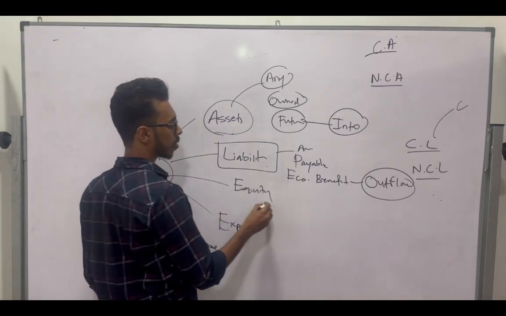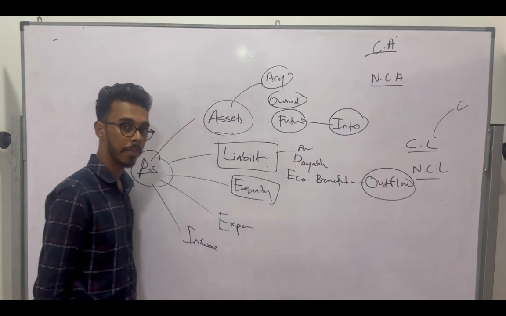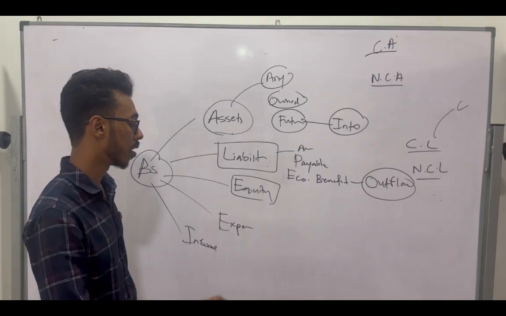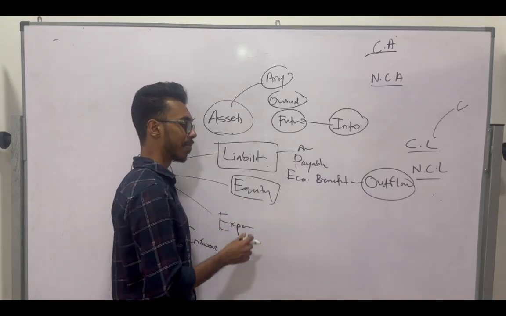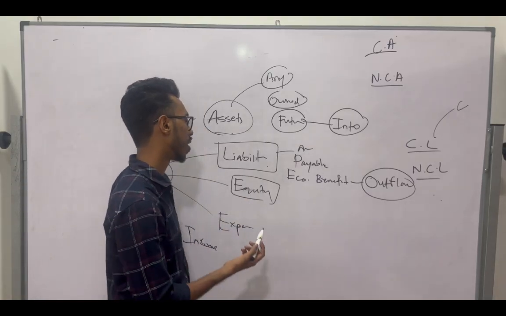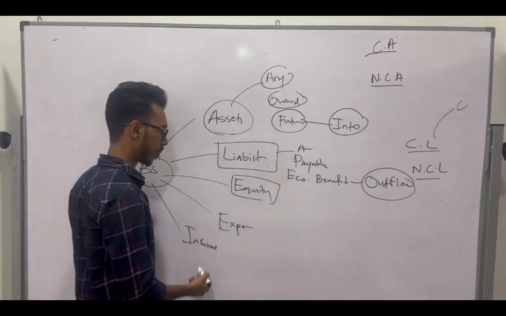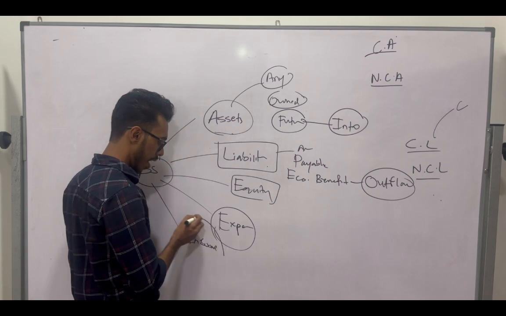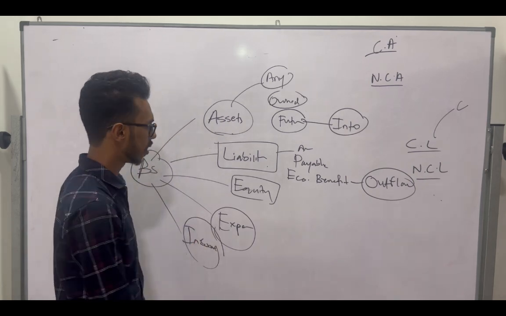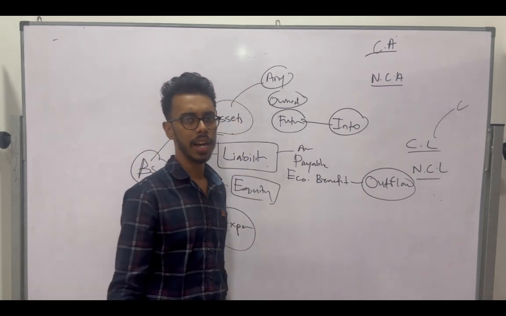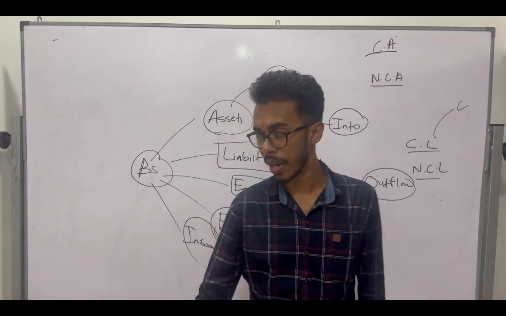And then equity means everything which is owned by a business stakeholder. All the things that are invested by the owner of the business, we call it equity. And then you have expenses and the income. So these are the basics for the introduction to accounting.